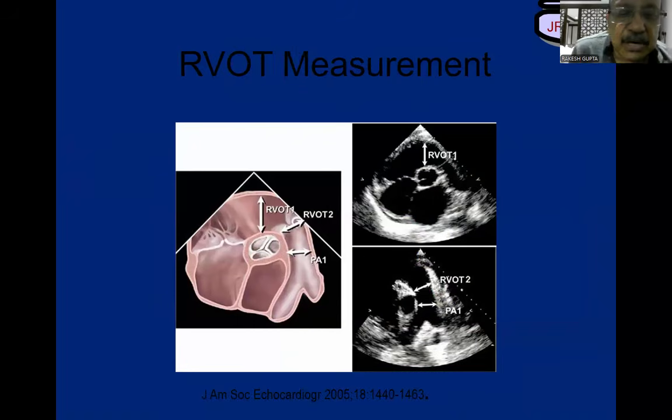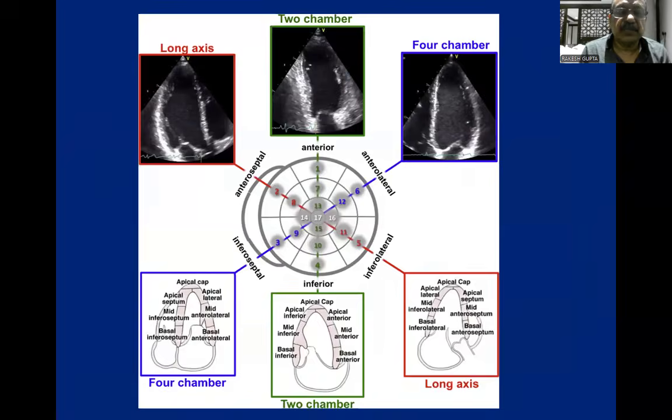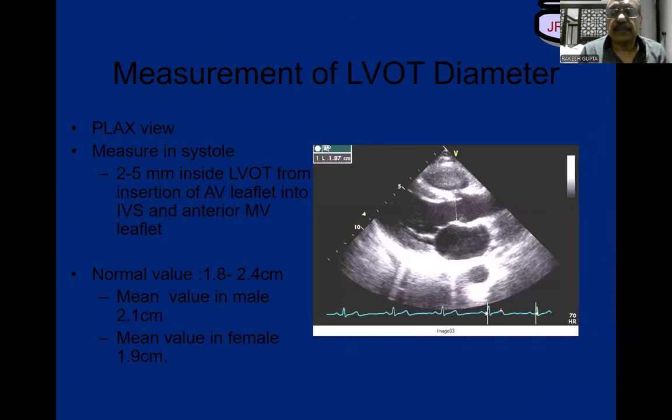Last but not the least, we measure RVOT dimensions in two different views. One, we measure the RVOT dimensions in the parasternal short axis view at the aorta level. This is proximal RVOT, and at the hinge point of the pulmonic valve, this is known as the distal RVOT dimension. So this is proximal, this is distal. And the same thing we measure in the subcostal window: this is the proximal RVOT dimension from this point to this point.